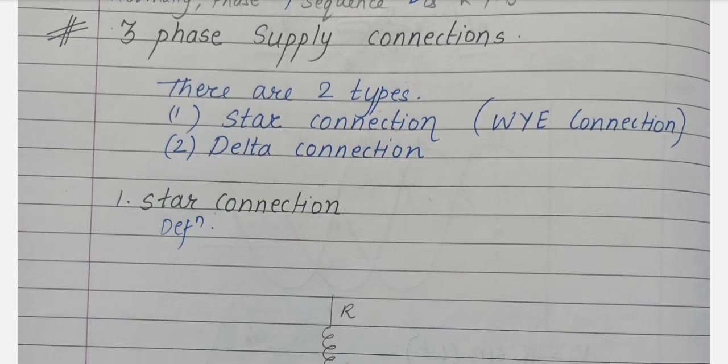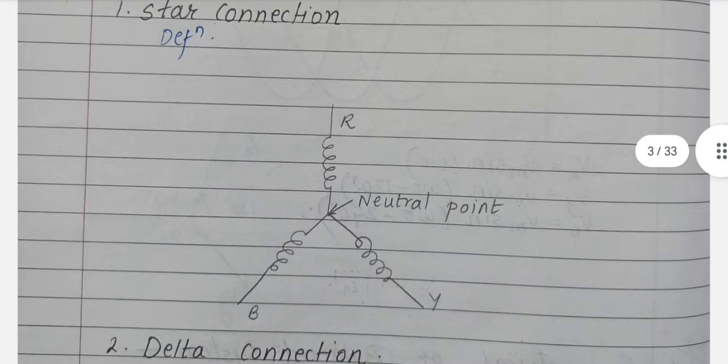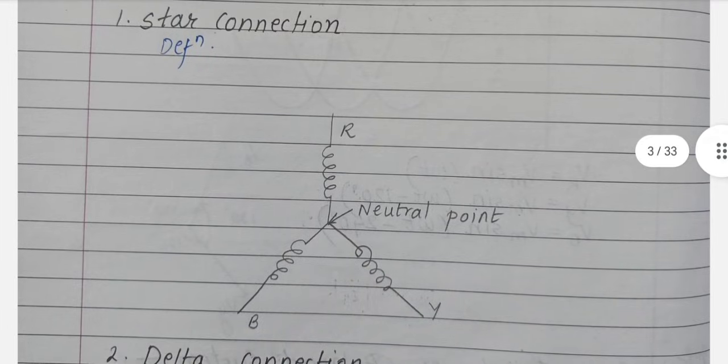Then we are going to delve into the third part of our chapter, that is three phase supply connection. Now we are going to see a three phase supply connection in which we have two types, that is star connection and delta connection. So what is star connection? In star connection, three phase windings are connected at a common point. If I show you the diagram, this is the diagram for your star connection.